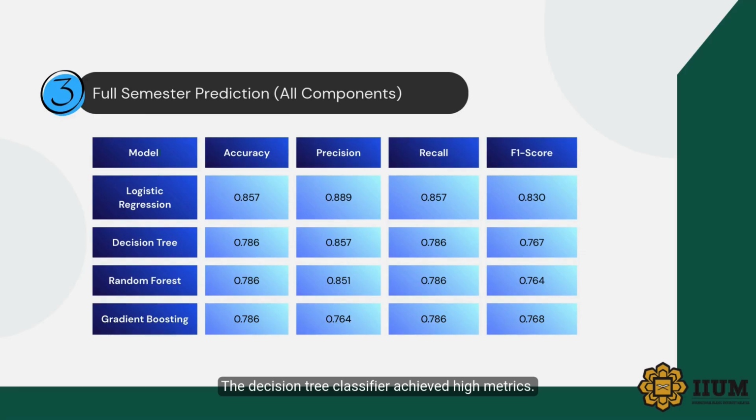The decision tree classifier achieved high metrics. Precision was 0.857. High precision is crucial for intervention. It minimizes false alarms, saving valuable resources. The model reliably identifies those who truly need help.